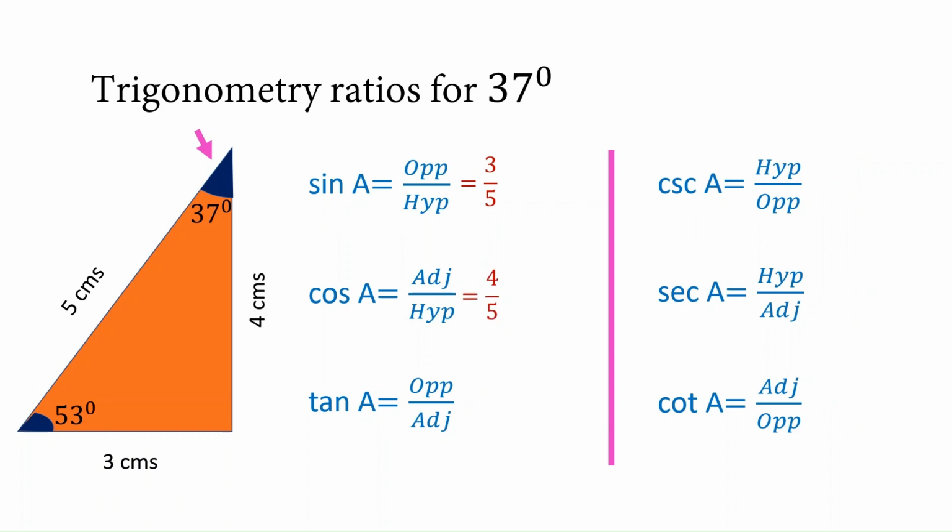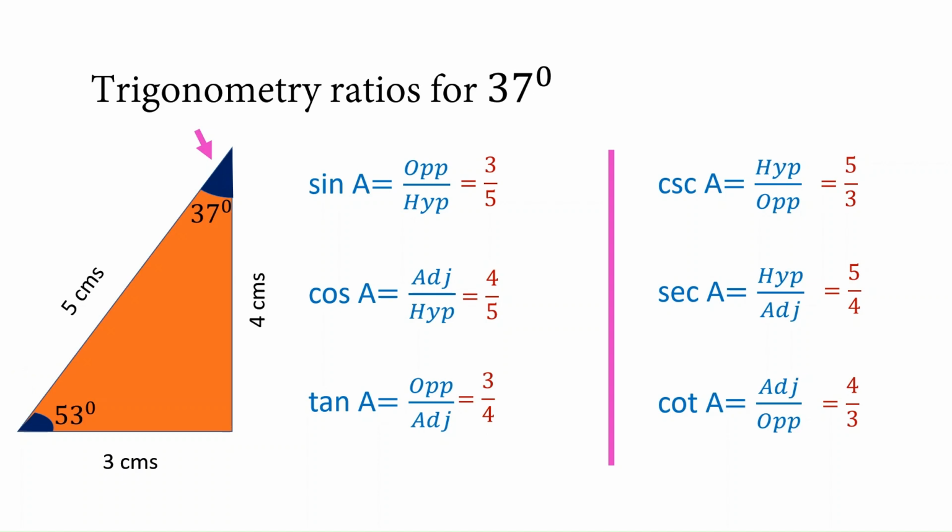Tan 37 is opposite by adjacent, 3 upon 4. Cosecant is hypotenuse upon opposite. So cosecant 37 is 5 upon 3. Secant 37 is 5 upon 4. Cot 37 is 4 upon 3.